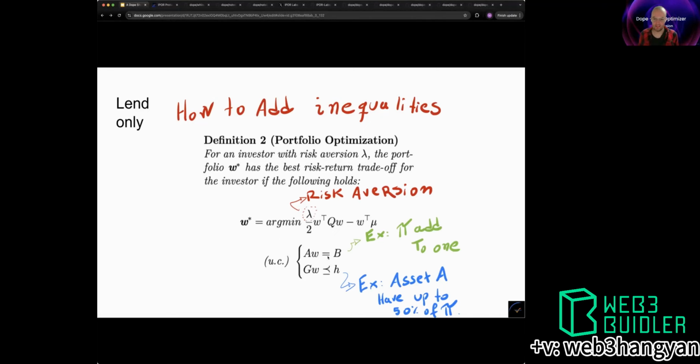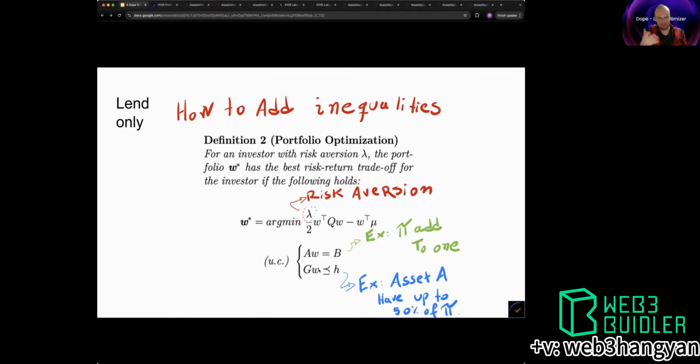So for example, this is the equality, so you can imagine that the portfolio is going to add up to one. And these are the inequalities. For example, if you have an extra constraint that says you're never going to put more than 50% on Aave, that's where it would enter as one of the constraints.